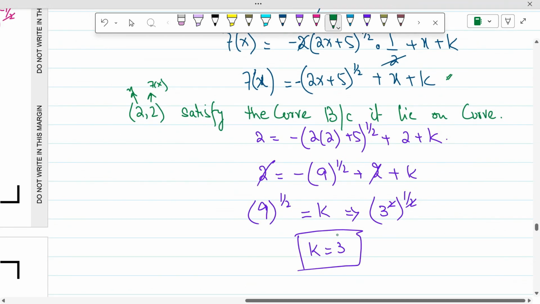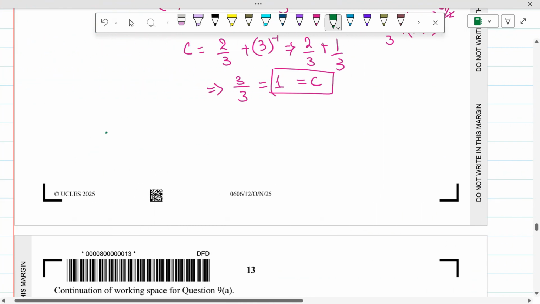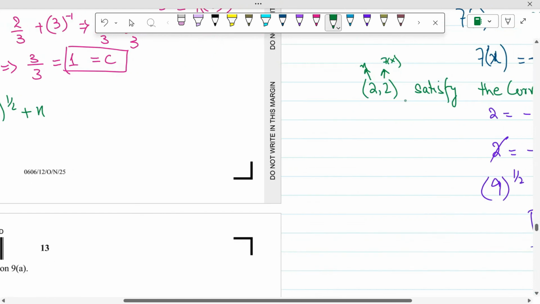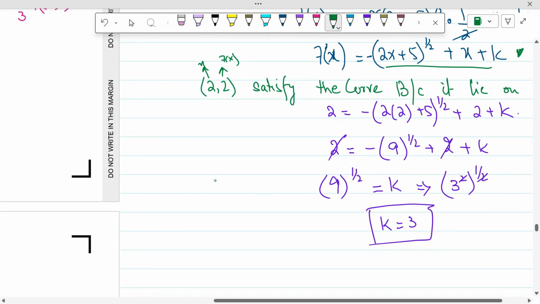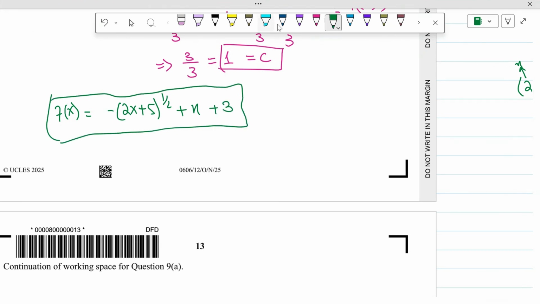We have calculated k, so plugging this value of k in this equation, we will have the equation of the curve, which is negative (2x+5)^(1/2) plus x plus k. So k is 3, so we will have plus 3. So this is the equation of the curve.